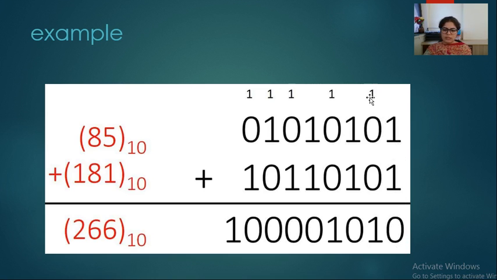Next, now there is 1 carry, so we have to consider this number as 1. 1 plus 0 plus 0. If one of the numbers is 1, you get the output as 1. So this is 1. Move to the next left number. 1 plus 1 is again 0 with 1 carry. 1 plus 0 is 1. Next number is again 0. Now next is 1 plus 1, which is 0 with 1 carry. Now look at this number here. This is 1. 1 plus 0 is 1. This is 1 plus 0 is 1. Again 1 plus 1 is 0.